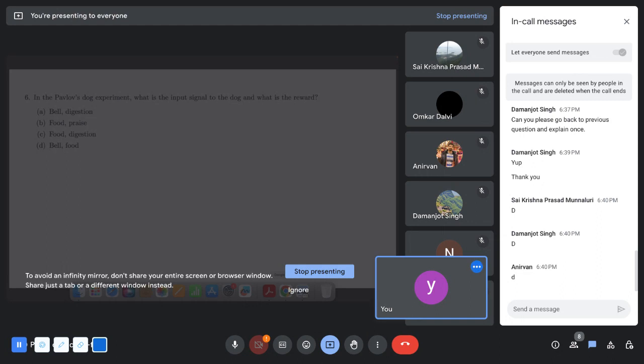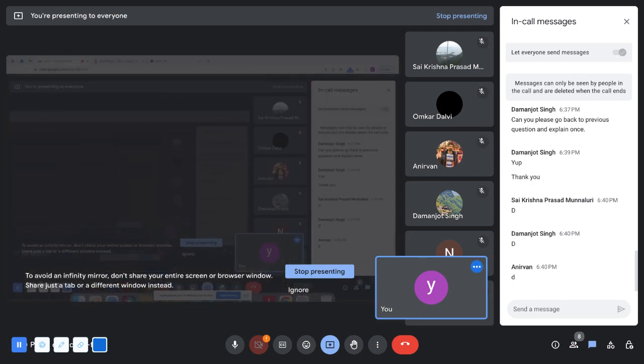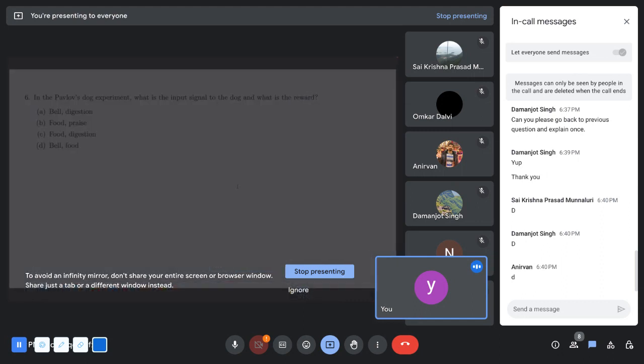Signal and reward. Right, that's bell and food. Yeah, that's right.